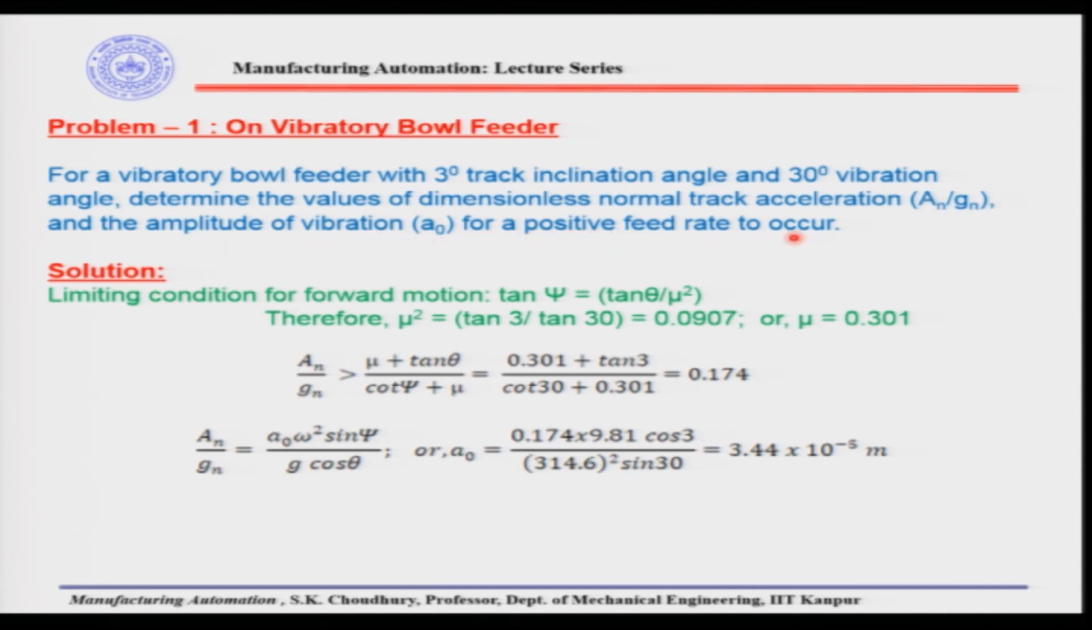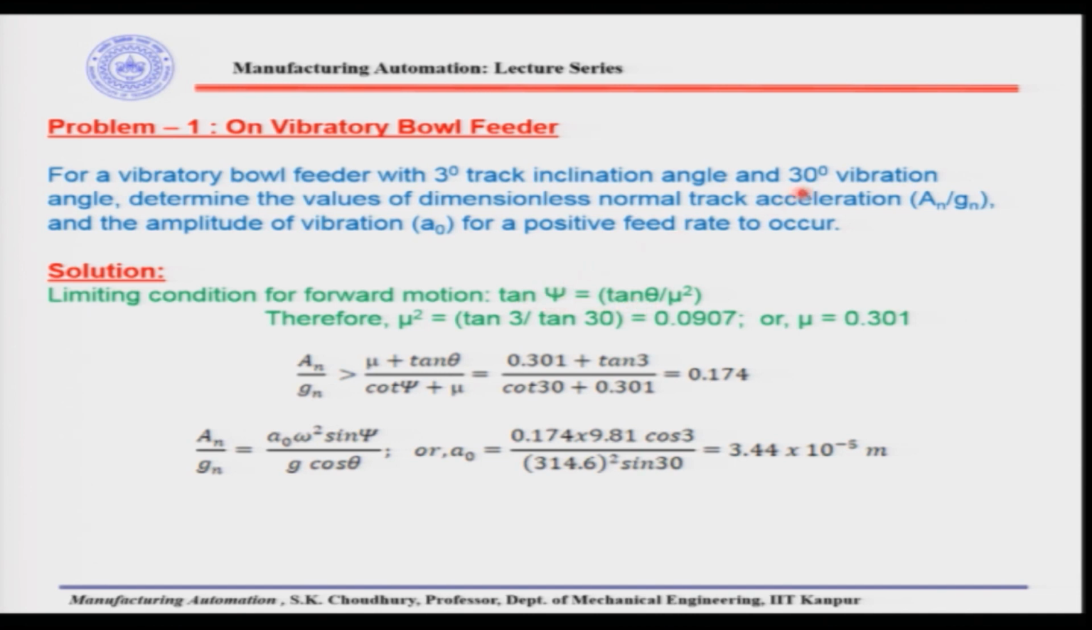So, we have to find out that F into Vm, so that the part goes up the track and not backwards. The limiting condition for forward motion is tan of the vibration angle equal to tan theta divided by mu square. You remember that we have done that for the forward motion. Finally, by simplifying, we got mu square equal to tan psi divided by tan theta.